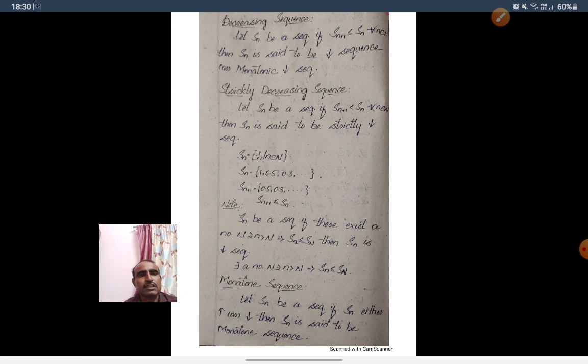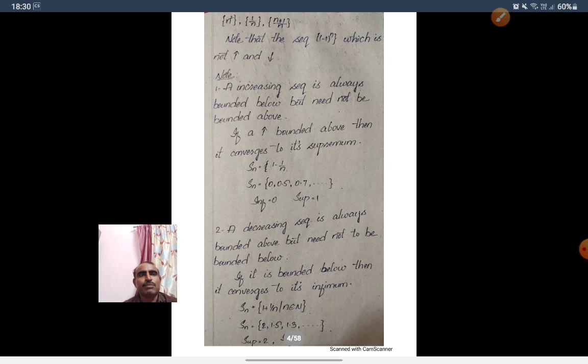Monotone sequence. A sequence is said to be monotone if it is either increasing or decreasing. Monotone sequence means either an increasing or decreasing sequence. Example, n square is an increasing sequence, 1 by n is a decreasing sequence, (n+1) by n is also a monotone sequence. Note that (-1) power n is a sequence which is neither decreasing nor increasing.